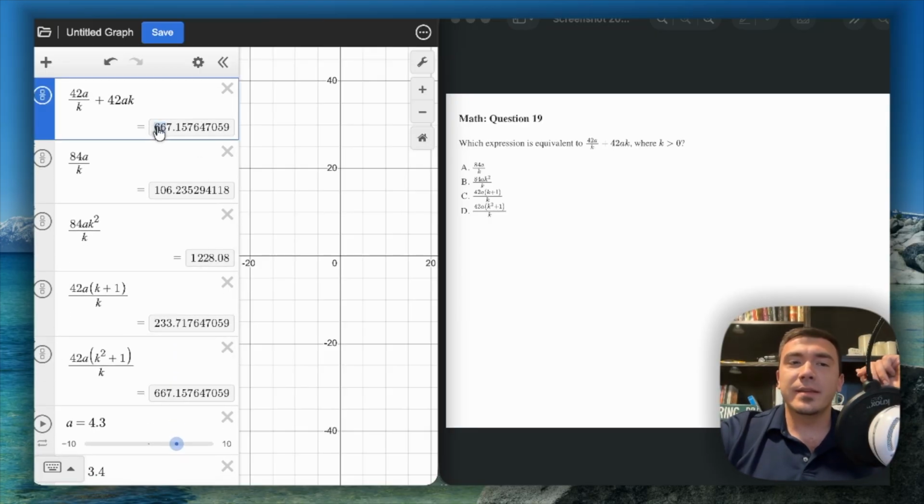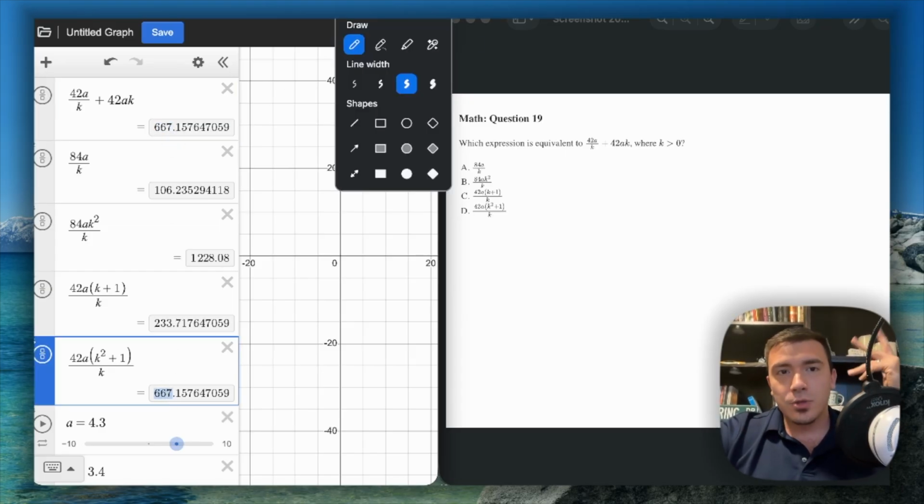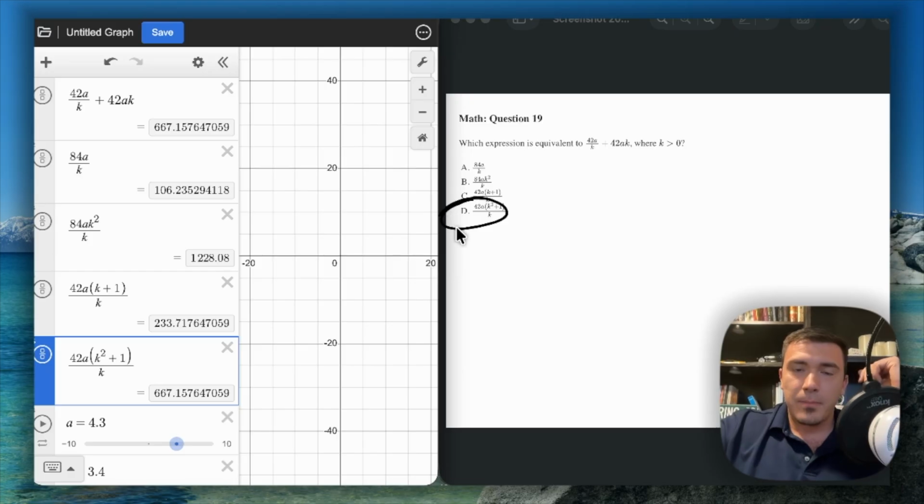The one from the problem comes out to 667. The only other one that comes out to 667 is going to be answer D. So just like that, I got my answer by just plugging them all in and testing values of a and k in Desmos.